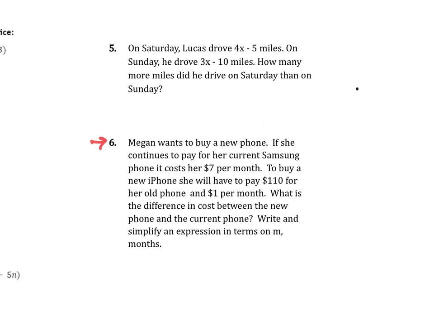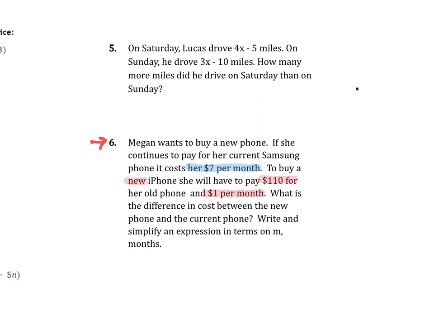Megan wants to buy a new phone. If she continues to pay for her current phone, it costs $7 per month. But to buy a new iPhone, she first has to pay $110 for the old phone to pay it off, and then she'll be paying $1 per month. What is the difference between the new phone and the current phone? Write an expression to simplify in terms of m months.